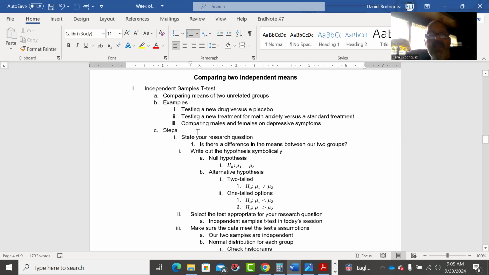We may be comparing, say, anxiety between people who are taking a sugar pill and people who are taking my famous sunshine pills, right? My famous drug, it cures everything. Or maybe we're comparing a new treatment for math anxiety versus a standard treatment. Or we could be comparing 2 groups of individuals, like males versus females, on something like depressive symptoms. So we're comparing 2 independent samples. It means they're not related. There's no brothers and sisters, no twins or anything like that. They're 2 groups unrelated. So we use an independent samples t-test.